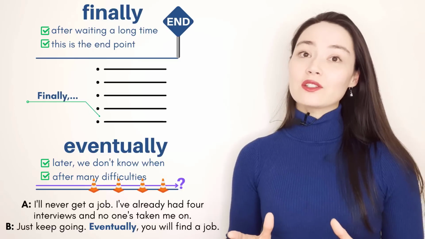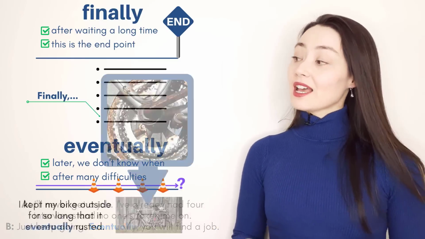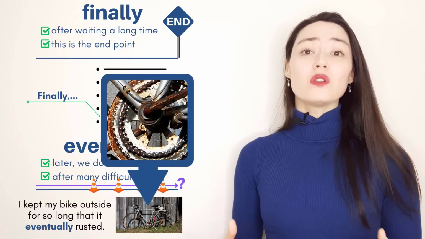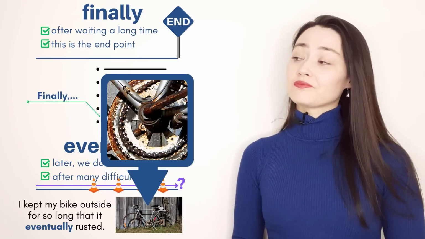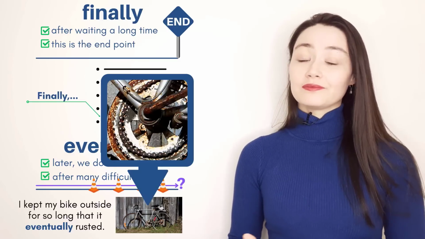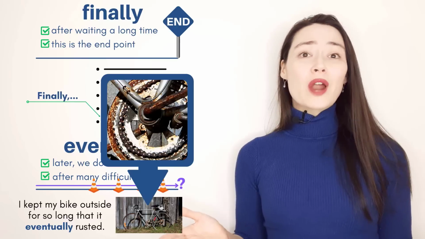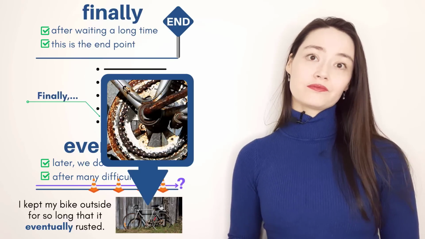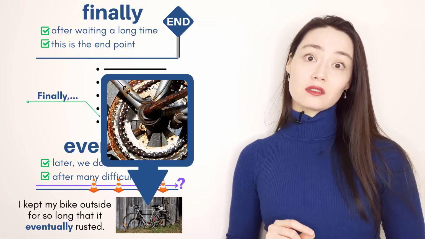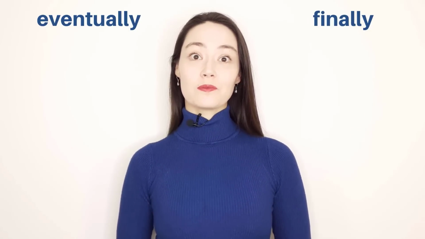We don't only need to use a future tense. We can use a past tense. I kept my bike outside for so long that it eventually rusted. Did I know when? No. What's the difficulty here? Well, rain again and again and again is bad. Bad for bikes. Let's compare these 2 adverbs in the same situation.